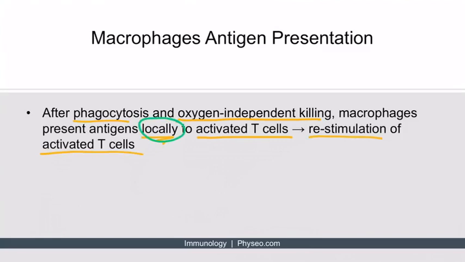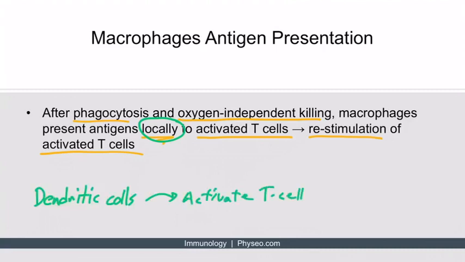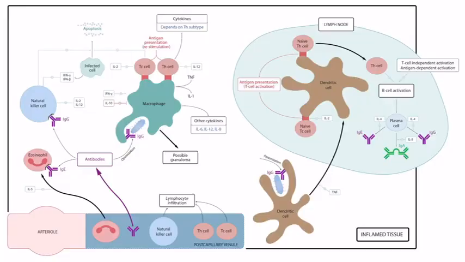Do you remember what cells actually travel to the lymph nodes? Those are the dendritic cells. So dendritic cells will activate T cells for the first time, whereas macrophages really just perform re-stimulation of already activated T cells. This is the chronic inflammation overview figure, which was discussed in detail in the previous video.